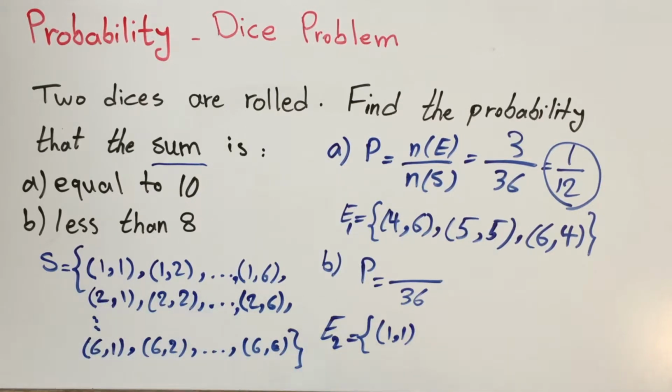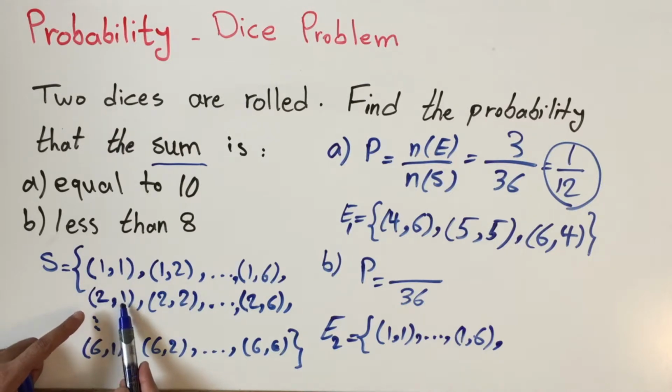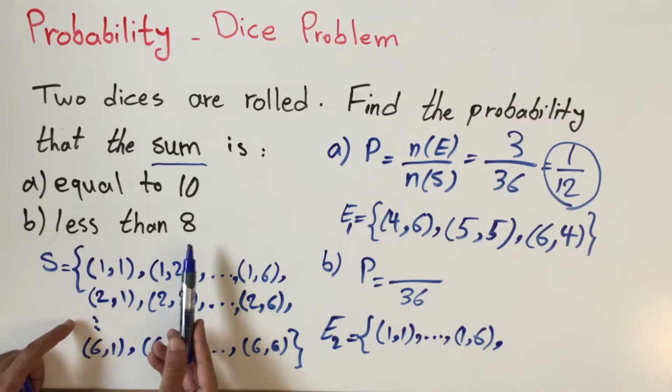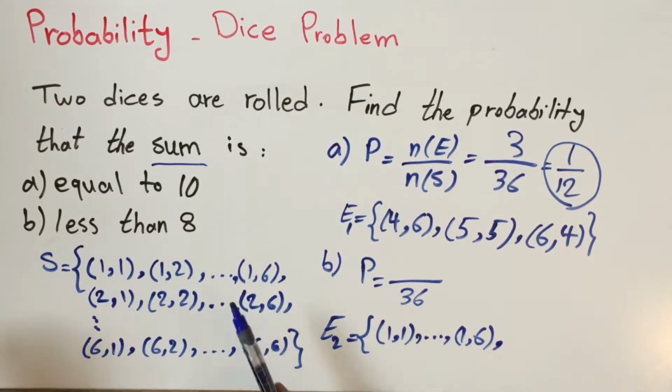So I have to include all of them. I'm not going to write all of them. This means from 1 and 1 all the way to 1 and 6. So that means here I have 6 items. What else? In the second row, 2 and 1 is 3, then it is 4. The last one is 8. When it is saying less than 8, you shouldn't include 8.